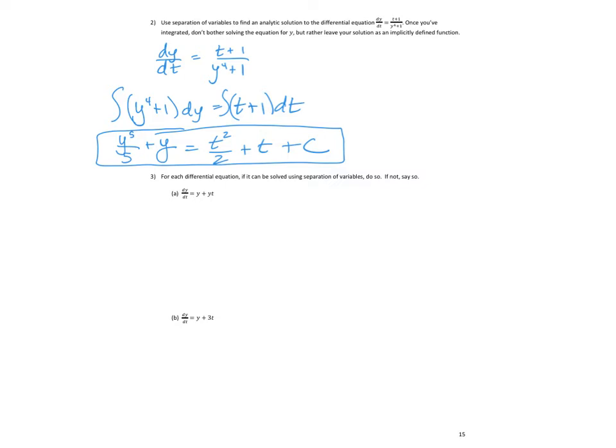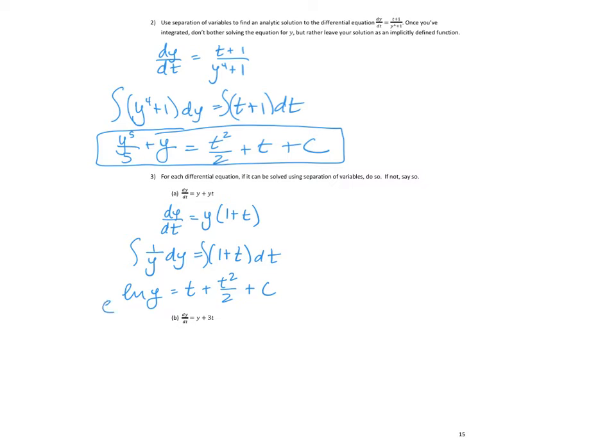Okay, number 3. For each differential equation, if it can be solved using separation of variables, do so. If not, say so. So for this first one, I can separate it by factoring out a y. And then I'm going to get all my y's on one side, t's on the other. So I have 1 over y dy equals (1 plus t) dt. Integrate both sides. ln y equals t plus t squared over 2 plus c.